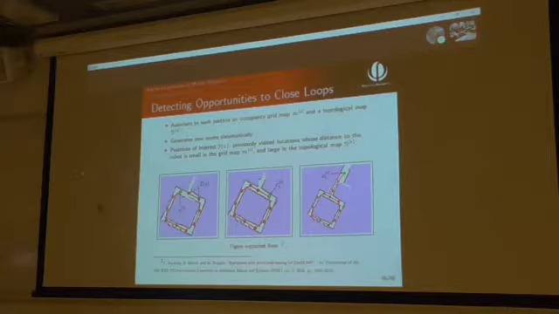So this is what this method does to detect opportunities to close loops, and when it detects one, it sets the known position as the goal and guides the robot to close this loop. Okay, so the idea is to generate positions of interest that try to close the loops.